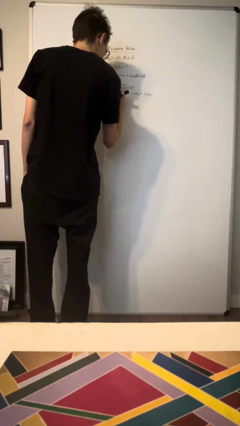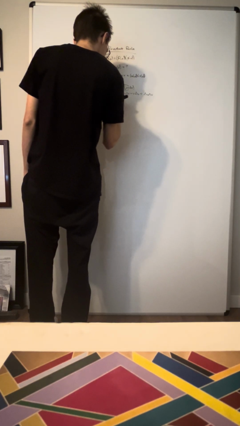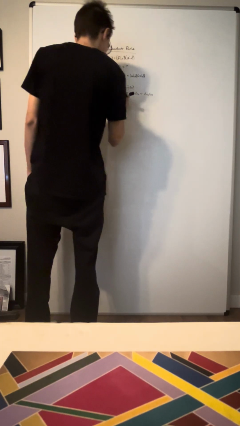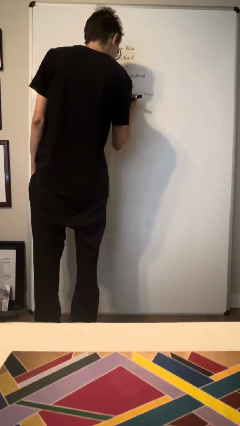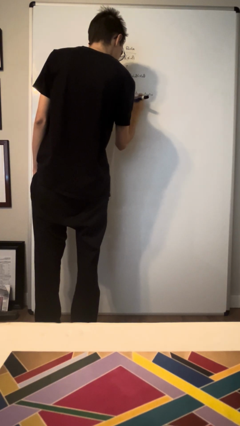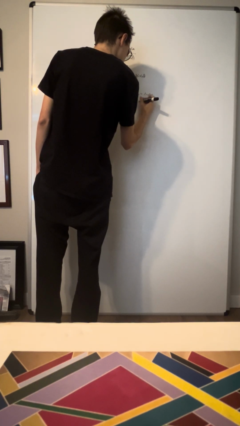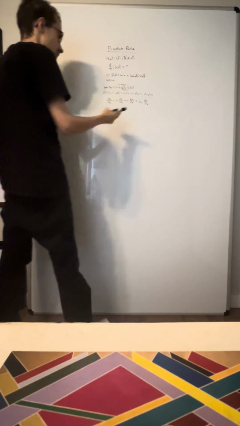So let's divide the whole thing by delta x. So rewriting this, we're going to get delta y over delta x equals u times delta v over delta x plus v times delta u over delta x plus some delta u times delta v over delta x.